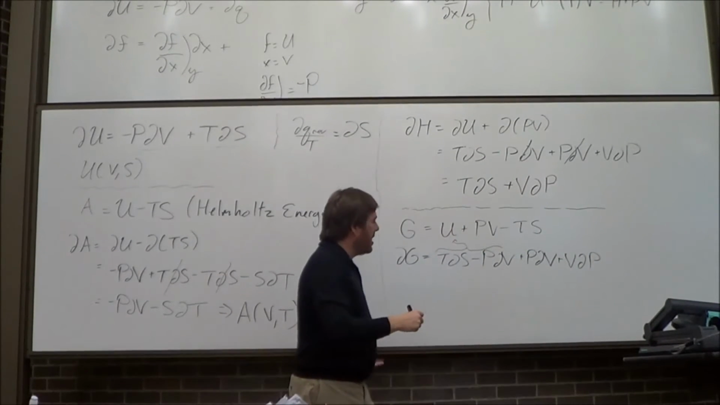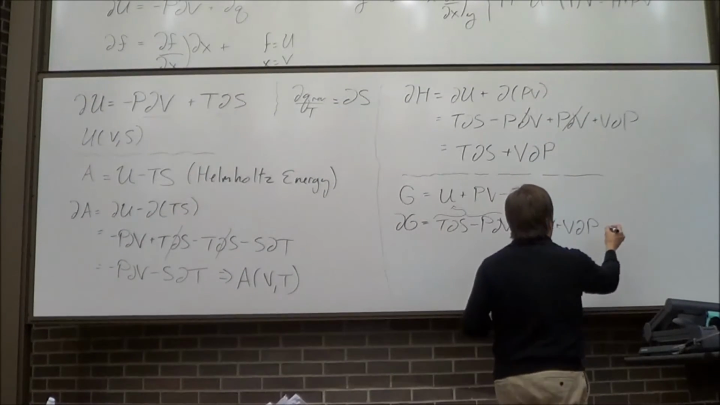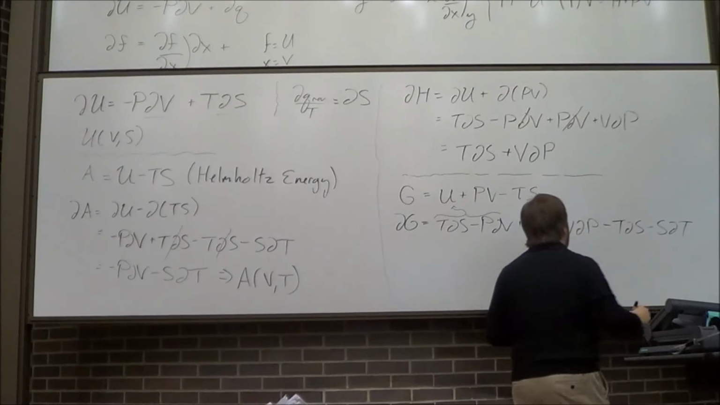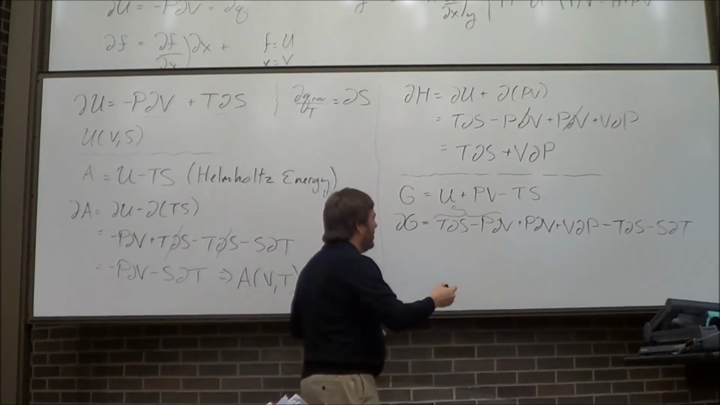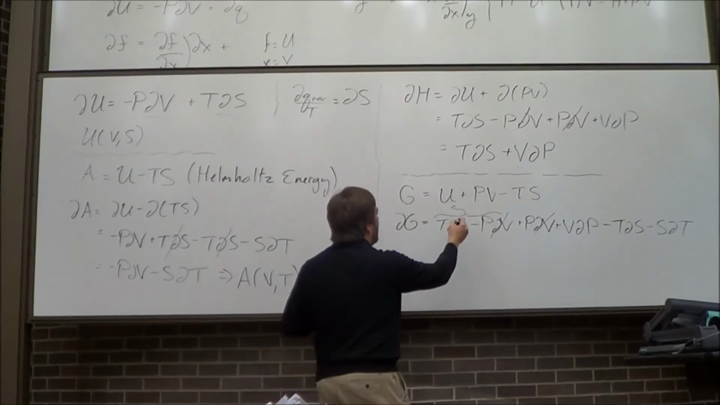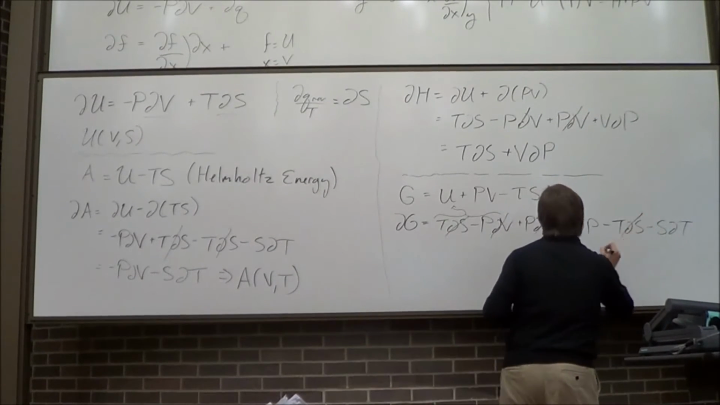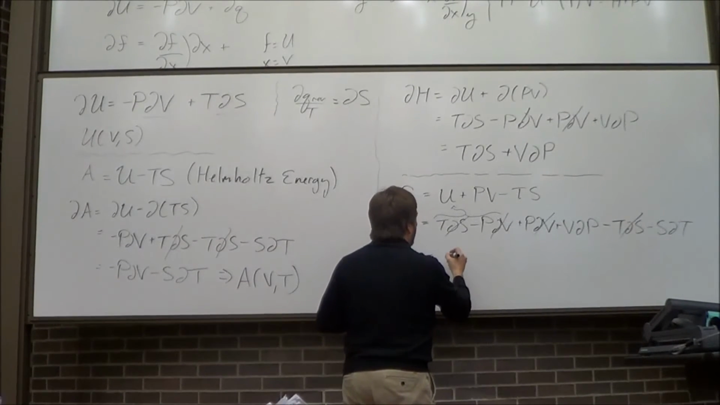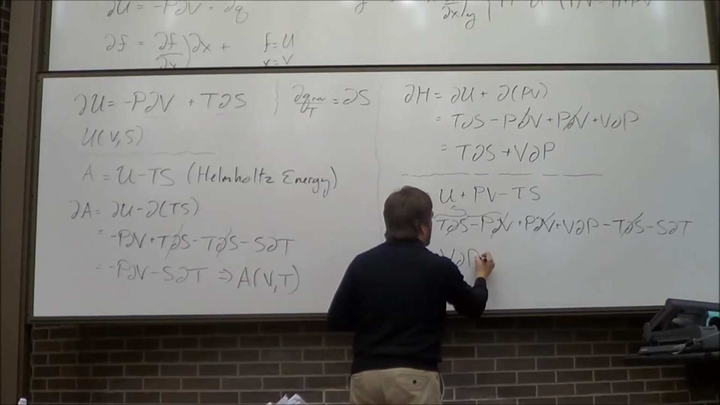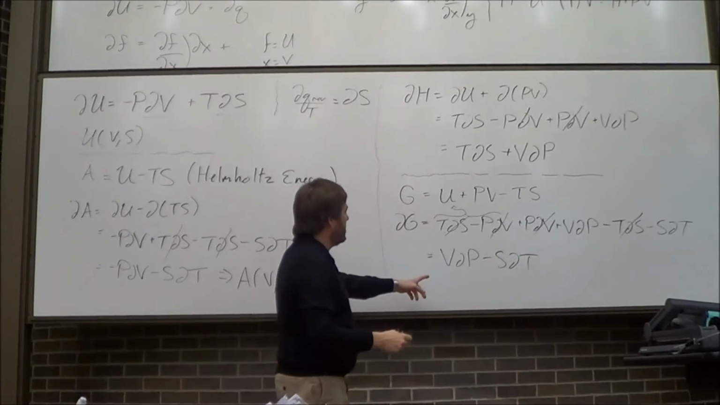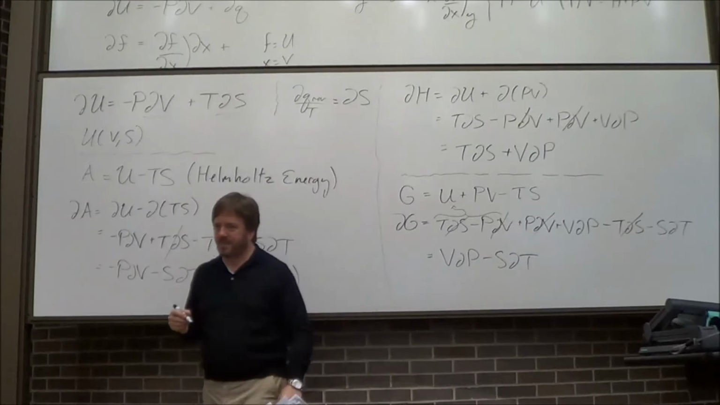Let's subtract the change in TS. That's minus TdS minus SdT. Yeah, it's kind of a pain, but at the same time, can you subtract? I'm pretty sure you can. That's gone, that's gone. So what I'm left with is VdP minus SdT, which means that therefore G is a function of P and T.